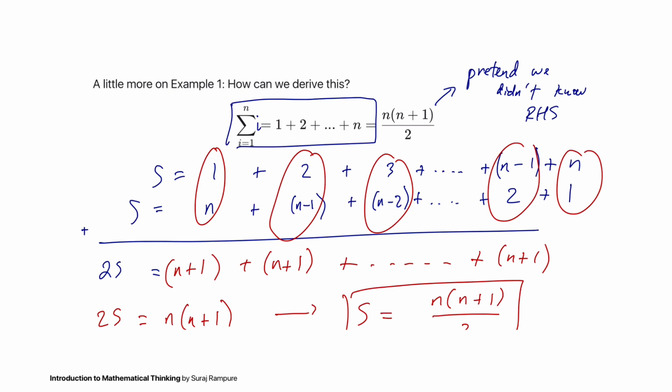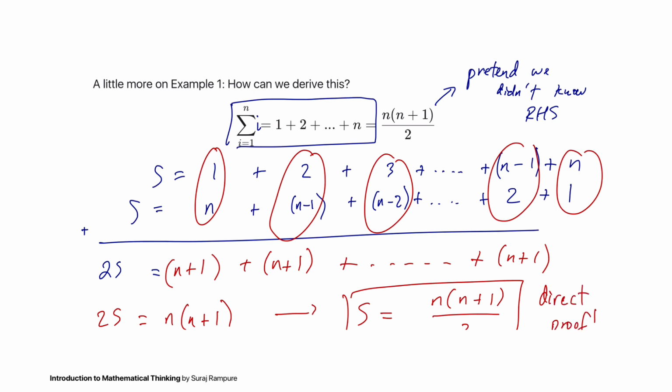Right? So we didn't do this with induction. This is more of a direct proof, right? We started with just the expression 1 plus 2 plus 3 plus all the way until n, and somehow came up with this expression at the end. Okay? So this is a direct proof of the same thing.